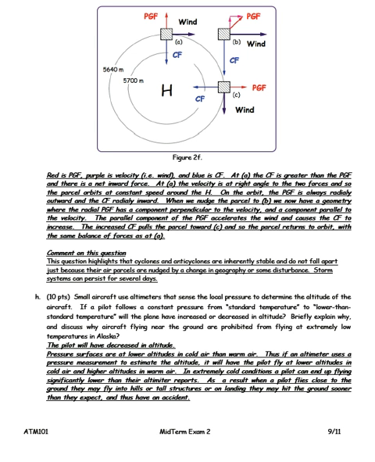Thus, if an altimeter uses a pressure measurement to estimate the altitude, it will have the pilot fly at lower altitudes in cold air and higher altitudes in warm air. In extremely cold conditions, a pilot can end up flying significantly lower than their altimeter reports. And as a result, if a pilot is flying close to the ground, if they're attempting to land or they're going on short trips, they may actually be lower than they think, and they may hit a tall structure, they may hit a hill, or they may come into land and hit the ground sooner than they expect.